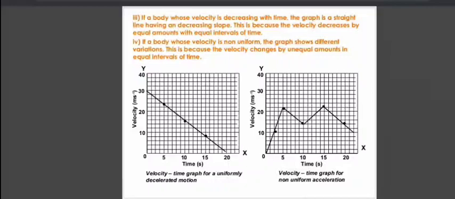The second graph is non-uniform. Why? Because it is zigzag. It is going here and there. It is neither straight nor a linear motion. As I said, it is the example of when your car goes in a market area or a crowded place. This is non-uniform motion.